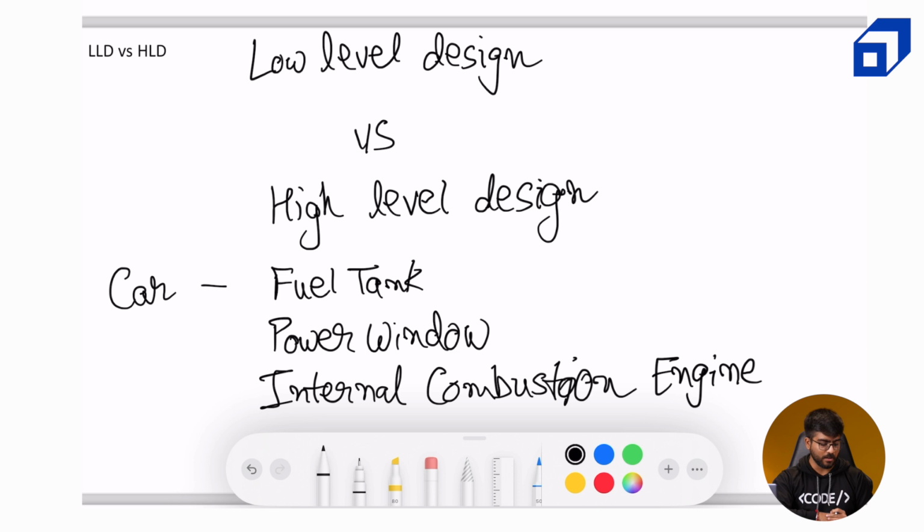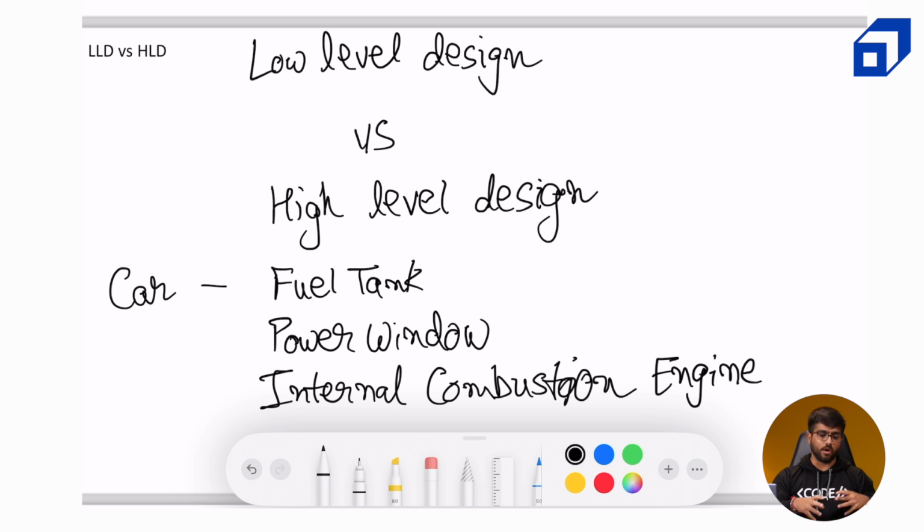interacting with each other. So now in a high level design, what would I be knowing? I would be knowing that there will be some fuel inside the fuel tank and that fuel will be used to power the engine. It will be passed to the engine and then it will go through the combustion process and then it will give energy to the car to move ahead.